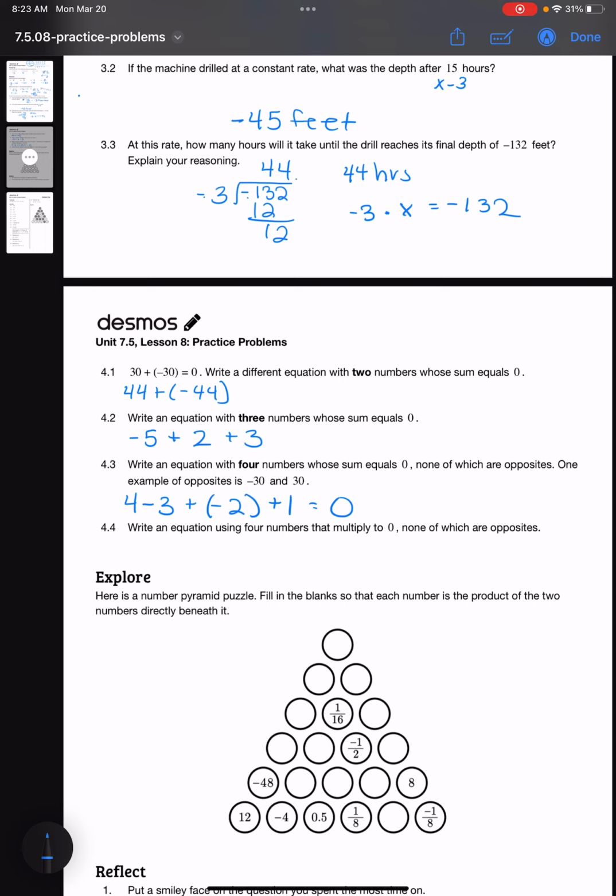Now, write an equation using four numbers that multiply to 0, and none of which are opposite. So, you could do anything. I could do 1 times -2 times -500. As long as I multiply the last one or something by 0, your answer will be 0.